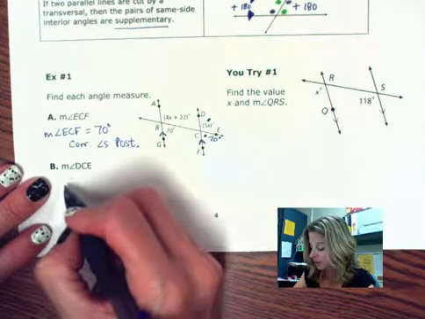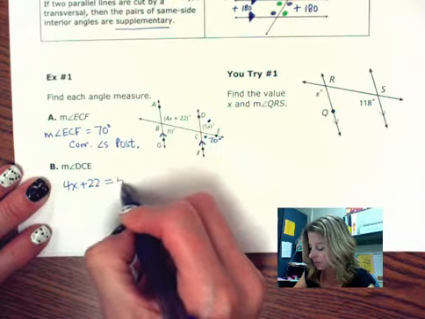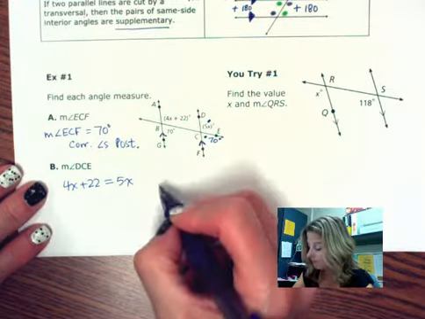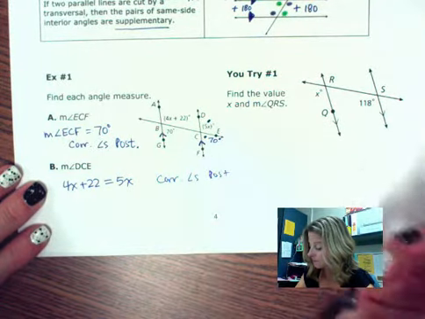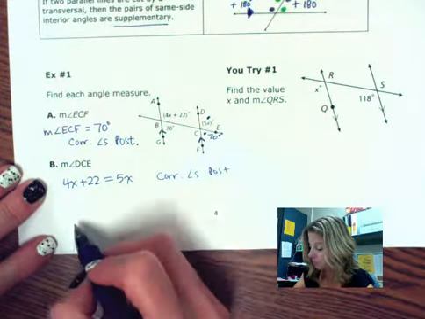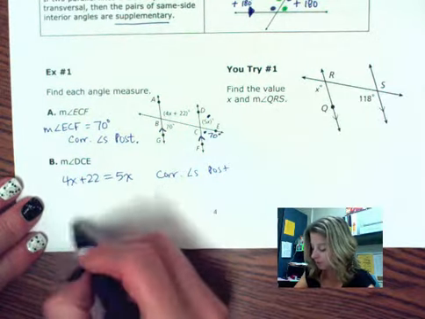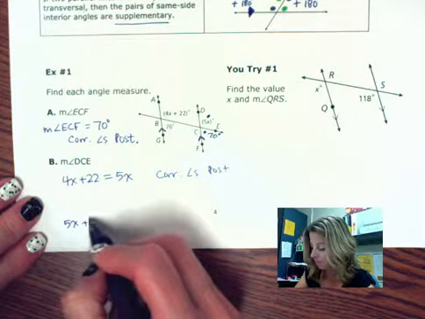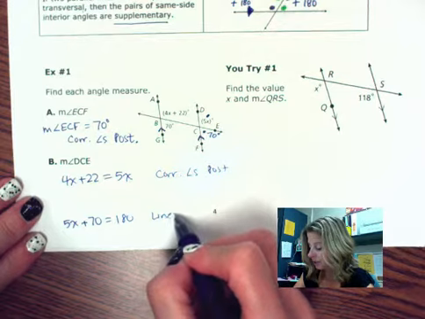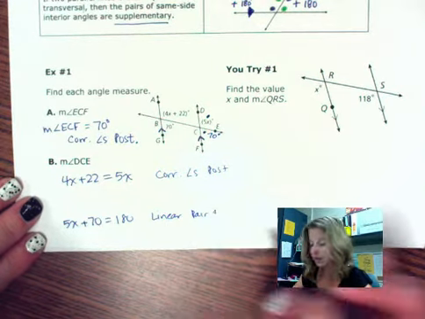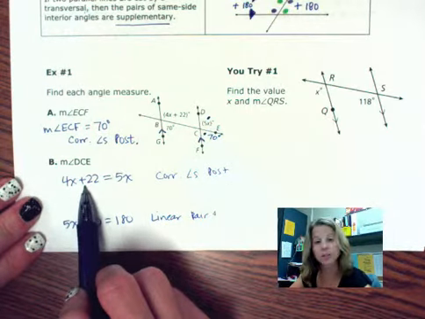So I'm going to write two methods. I'm going to say we could do 4x plus 22 is equal to 5x, and the reason is because of the corresponding angles postulate. Or I could have said, well, these two are a linear pair, so they're supplementary. I could have done 5x plus 70 equals 180. And I'm just going to write linear pair. Okay, so either way will work. I'll probably just choose to solve the first equation.